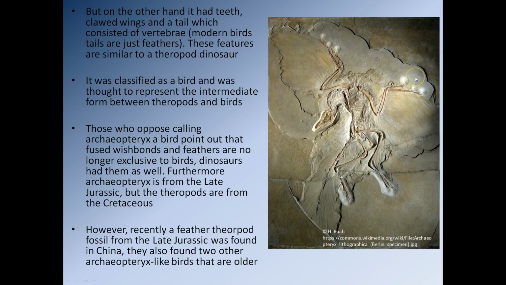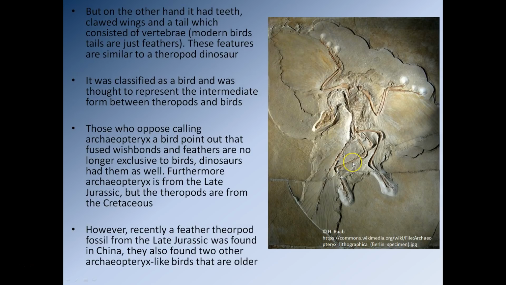So those who oppose calling Archaeopteryx a bird point out that the fused wishbone and the feathers are no longer exclusive to birds, because we know there are now a large number of feathered dinosaurs that also had feathers and fused clavicles. Therefore, when it really comes down to it, is Archaeopteryx really a bird or is it more dinosaur? So there's a very good argument to be made that it's actually a feathered dinosaur rather than a dinosaur-like bird.